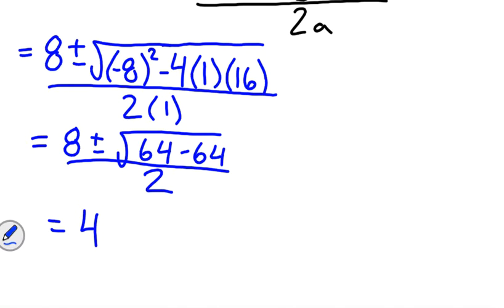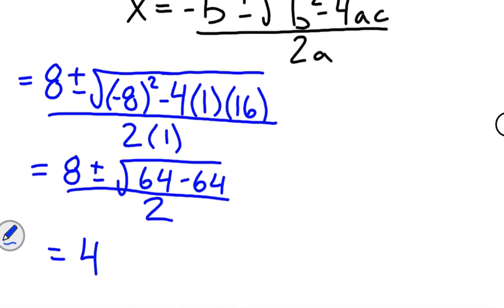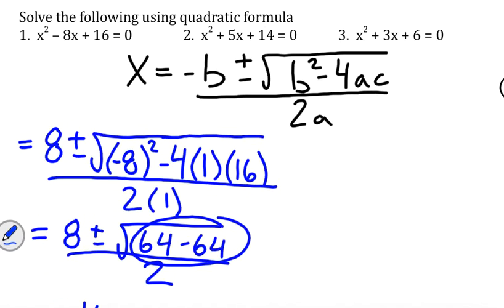So in this case, we have 1 root. We have 2 identical roots, or 1 root of 4. And it's all based around right here. That is the important part of this equation. Okay, so that's number 1.